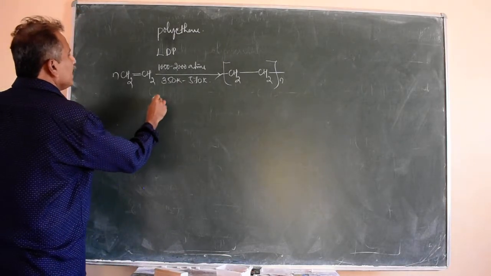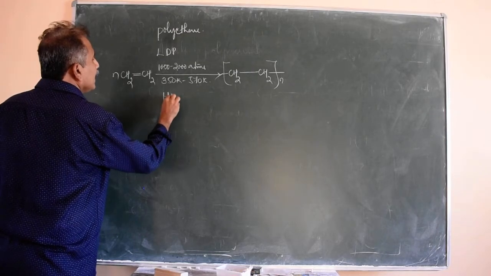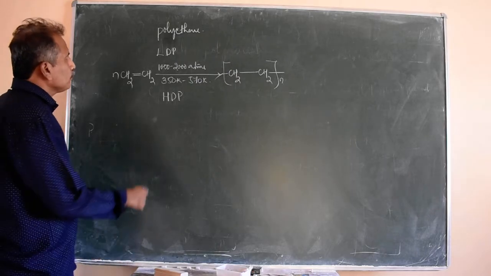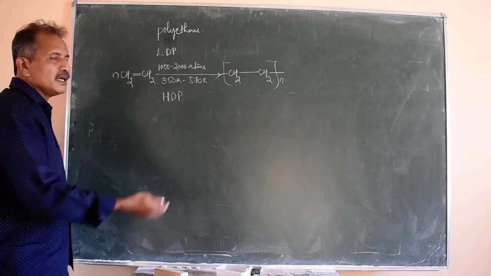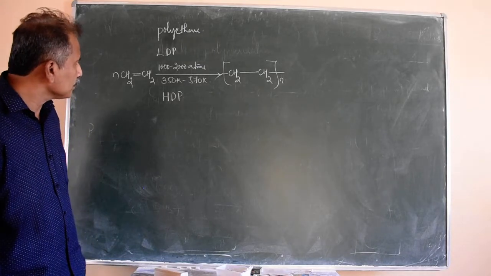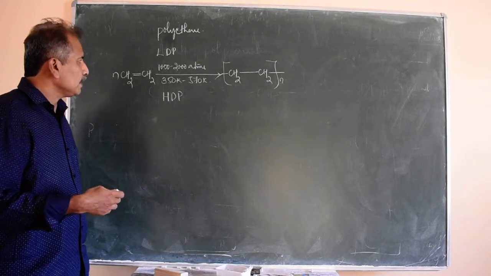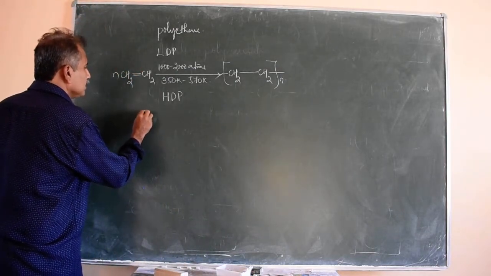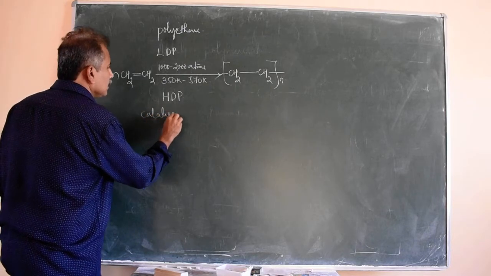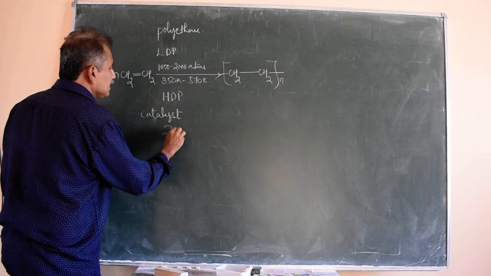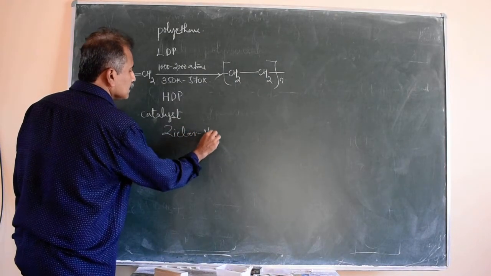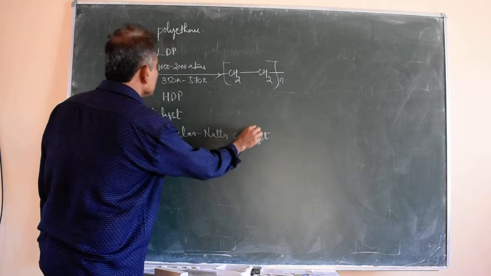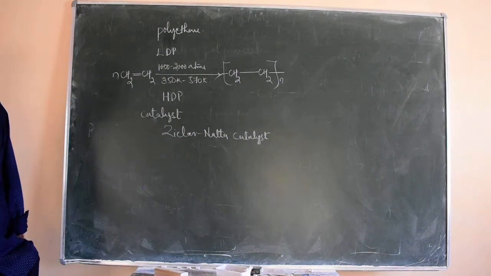Okay. Similarly, we have HDP, high density polythene. Now here, to prepare, the raw material is the same. It is the same ethene we are going to use, but the pressure and the temperature required will be less, because here we use a catalyst called Ziegler-Natta catalyst. So this catalyst is used in the preparation of HDP, high density polythene.